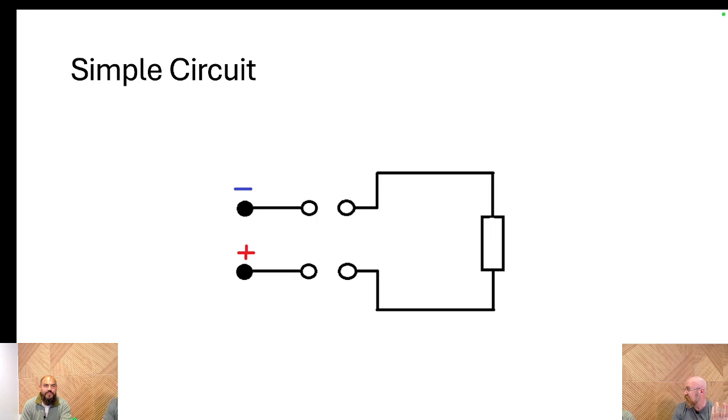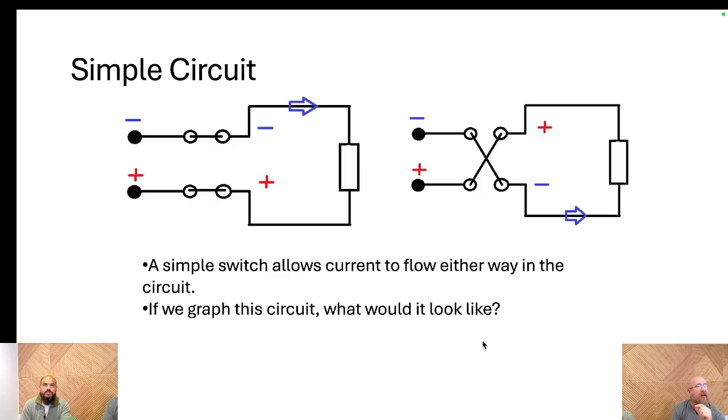So we've got a simple circuit here. It has essentially two connections that we can hook our power supply to. If we hook it up in one direction, we get current flowing one way. If we hook it up in the other direction, we've got current flowing in the opposite direction. So you can cross those over.